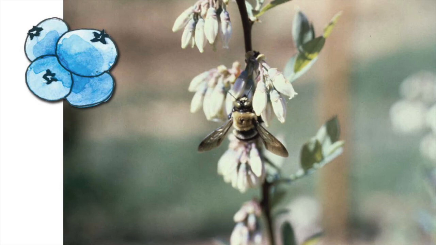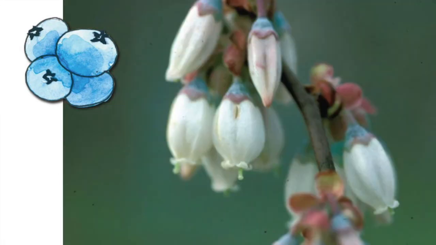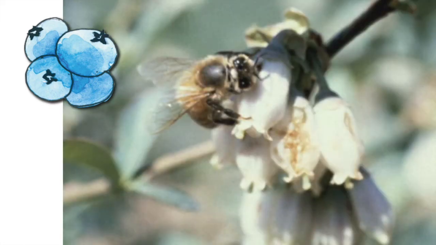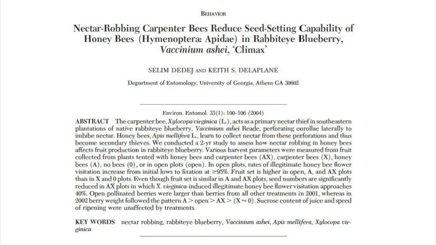We have lots of blueberry culture in Georgia, and a lot of carpenter bees that notoriously rob the flowers. They pierce the base of the flower and leave wounds in the side of the flower that honeybees then come around to, and the honeybees become secondary nectar thieves. A former student of mine and I were interested in how this robbing behavior may affect the pollination outcome in blueberry.